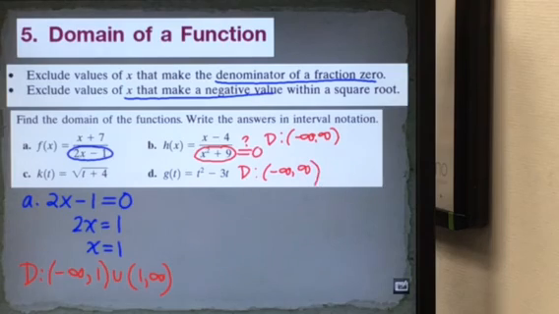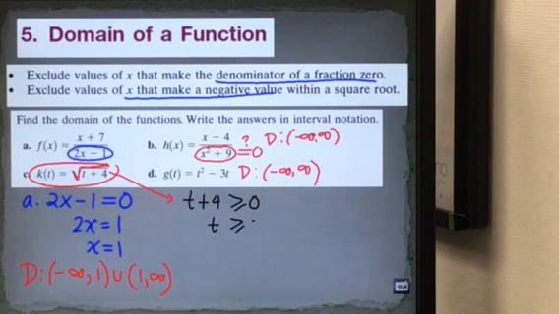Part C is a radical function. Notice the square root. So what we have to do is set that expression t plus 4 greater than or equal to 0 to know the restrictions of the domain. So the domain starts from 0 to infinity.